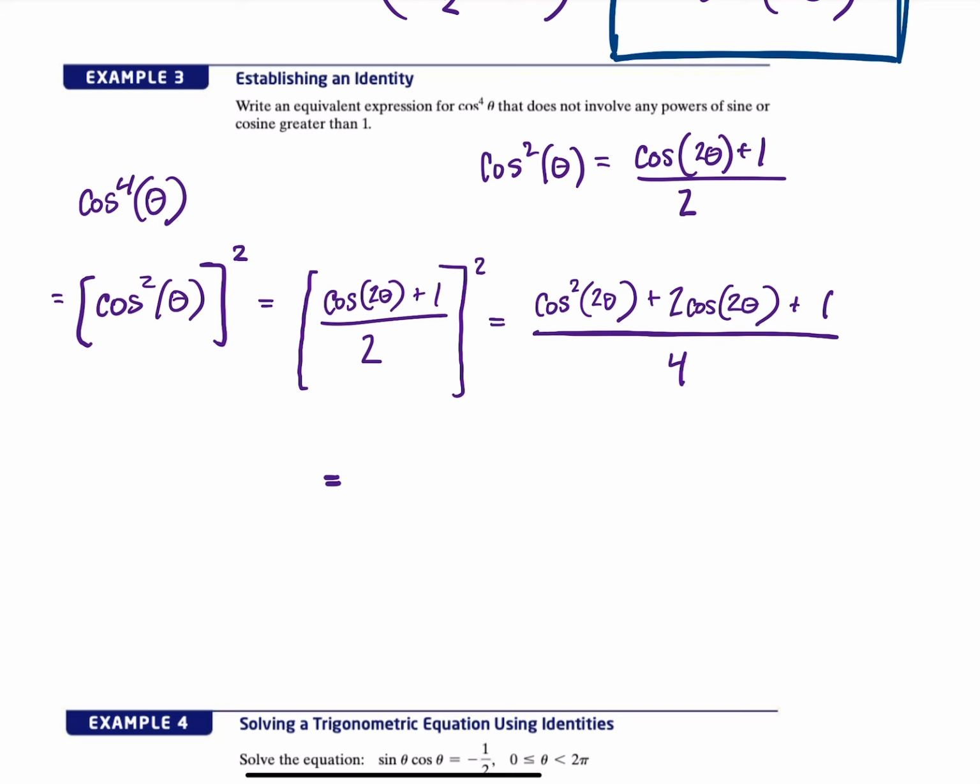What I mean by that is I can write this as cosine squared of 2 theta over 4. Or we can put the 1/4 out in front: 1/4 cosine squared 2 theta. Plus our second term would be 2 cosine 2 theta over 4. And the 2 over 4 will reduce to 1/2. So I can write that as 1 over 2 cosine of 2 theta. And then my last term is 1/4.